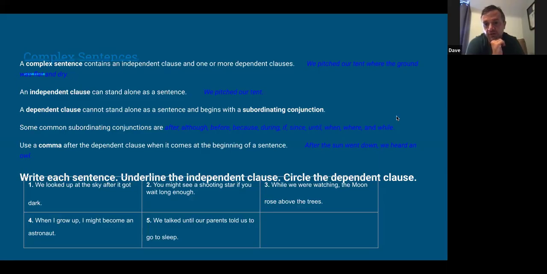So, after the sun went down, that's my dependent clause, we heard an owl. The independent clause, that's we heard an owl, is by itself. The dependent comes first, so we need a comma after it.